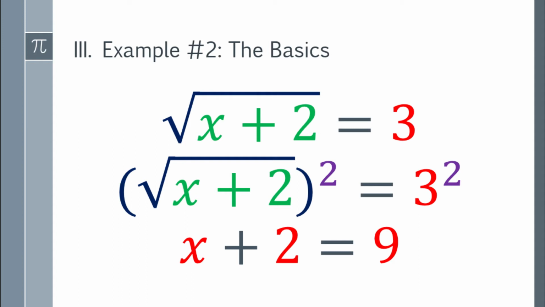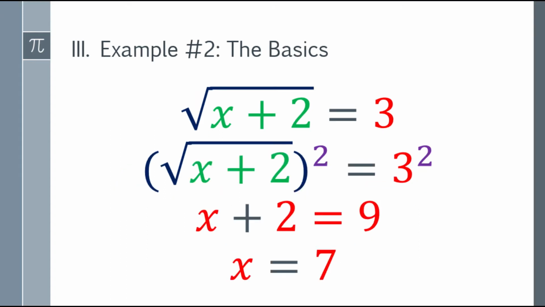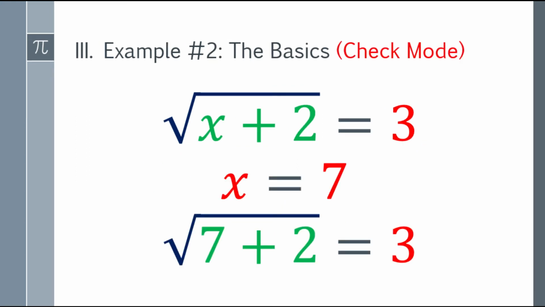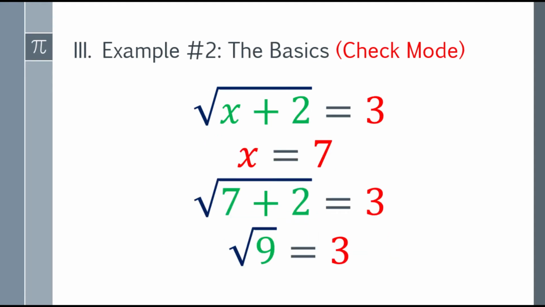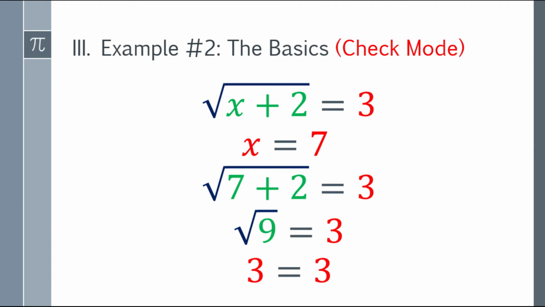Okay? Kaso, syempre, kailangan natin mahanap yung value ni x. So, that will be x is equal to 7. But of course, we need to check it. Okay? So, sabi dito, x is equal to 7 daw. Okay, so substitute natin back yung 7 sa x. So, that will be the square root of 7 plus 2 is equal to 3. So, 7 plus 2 is 9. Ang square root nun ay 3. So, tama. Yung x daw ay 7, which is correct.